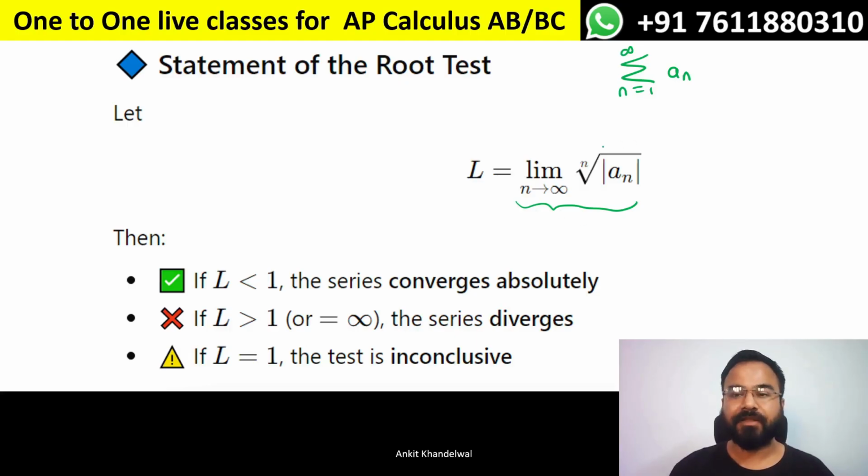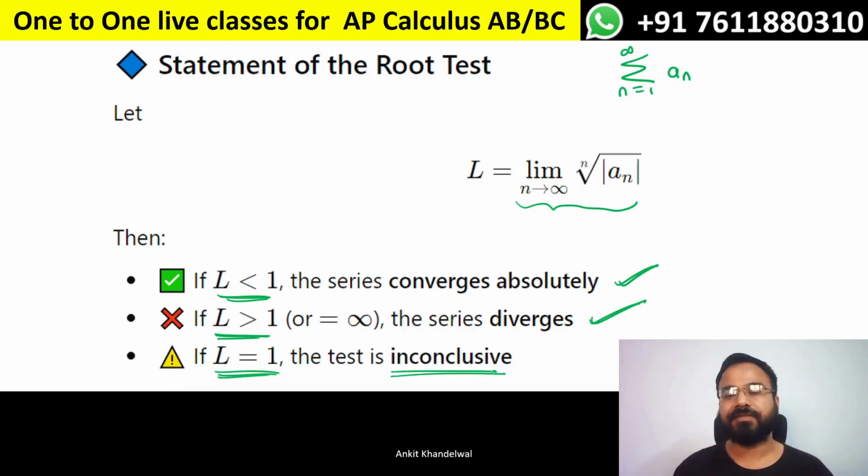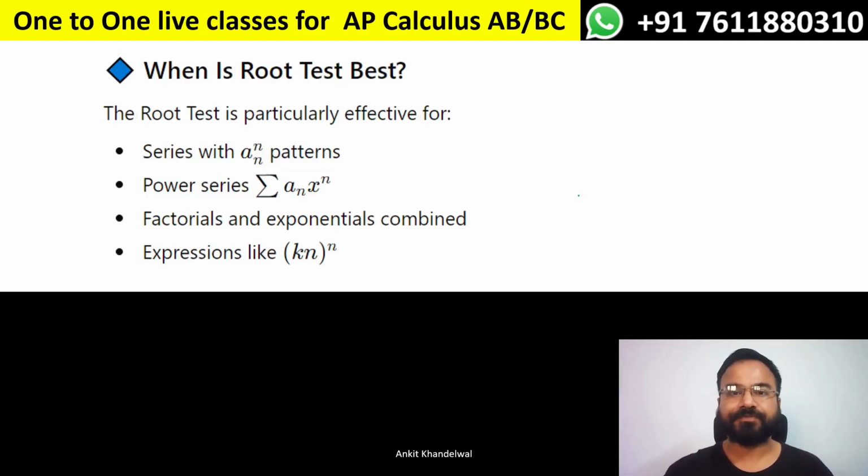Now when we get this result, there can be three types of result. Either the result is less than 1. If the limit comes out to be less than 1, then we will say the series converges absolutely. If the result is greater than 1, or infinity, we will say the series diverges. But if the result is equal to 1, the test is inconclusive, and in that case we have to use some other test.